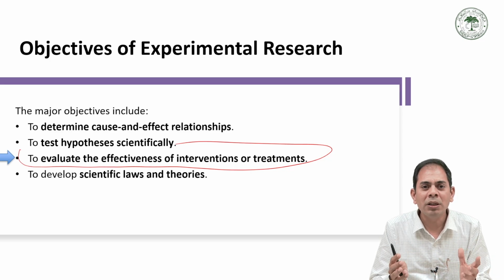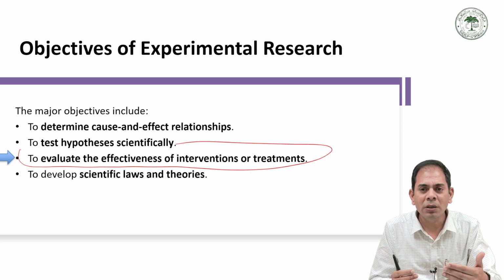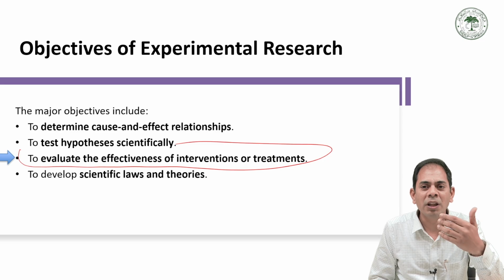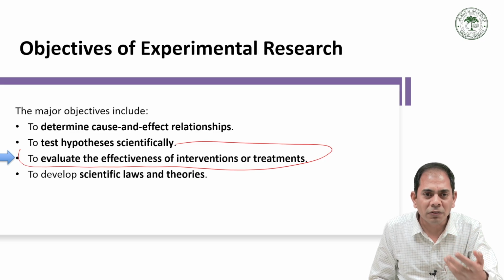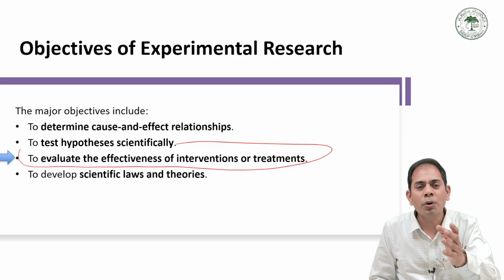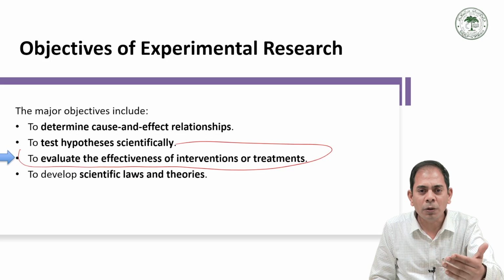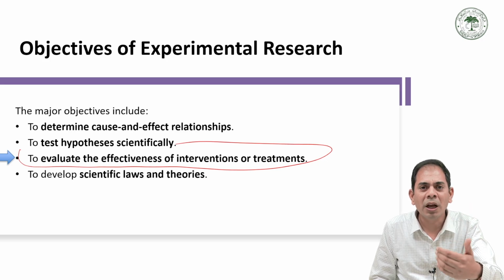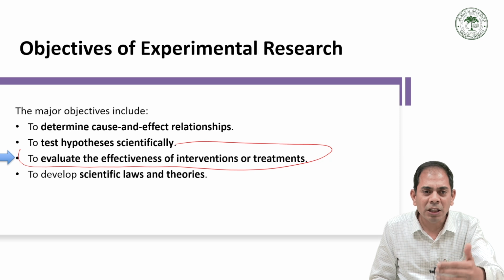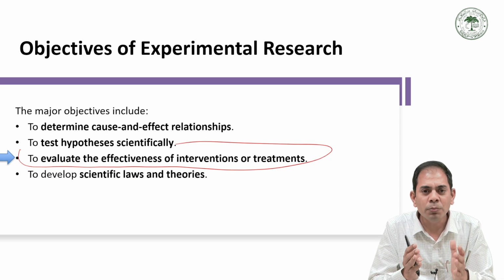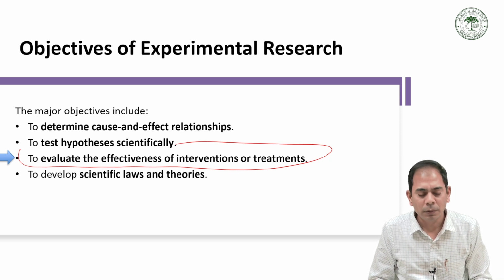Experimental research helps the researcher to determine whether the treatment, any kind of program or any kind of intervention, is effective or not. The researcher applies the treatment and observes its effect on performance, on health or behavior. It helps to identify which method produces better results.